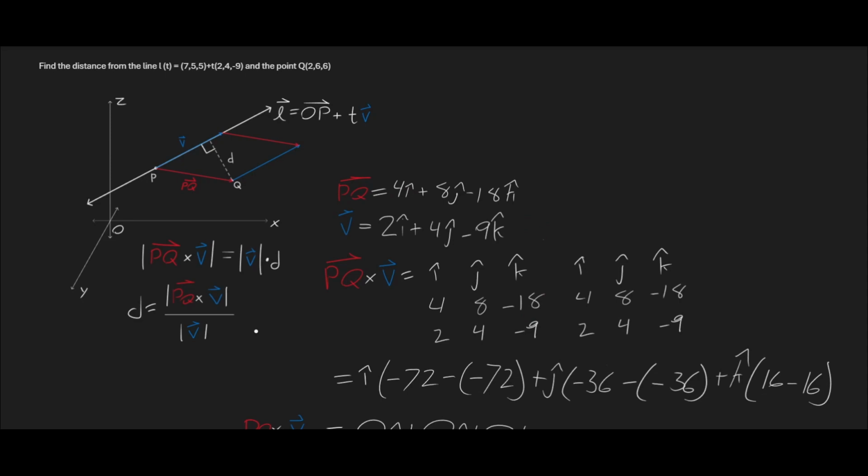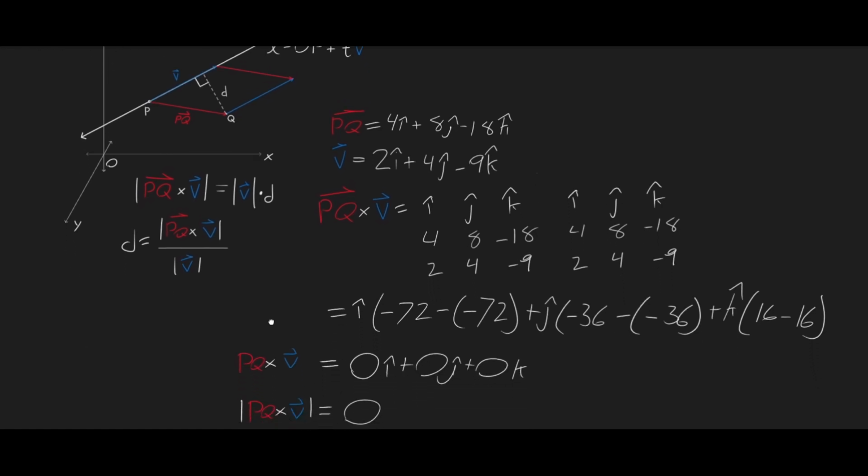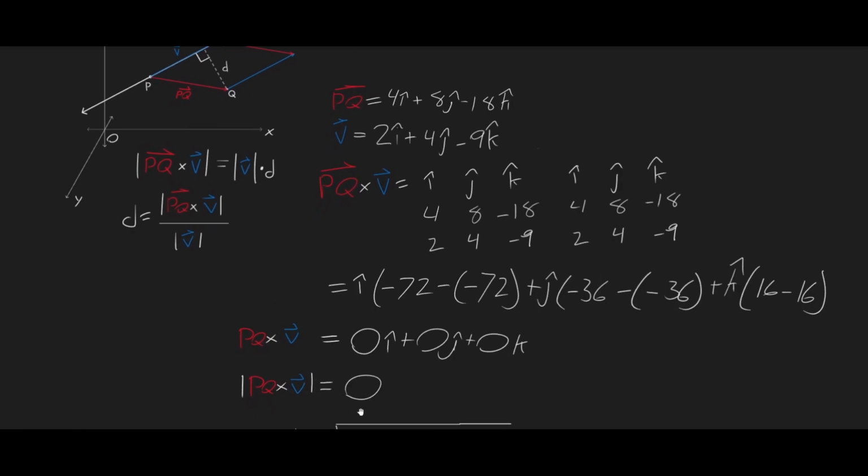So here's our formula again, and we see that we need the cross product of the two vectors and its magnitude. To find the cross product, you set this up again, and you cross multiply the i components, j components, and the k components, just as we did last time. And you're going to get this. And it turns out that this vector is actually 0. So it's 0i plus 0j plus 0k. So that means that the magnitude is also 0.